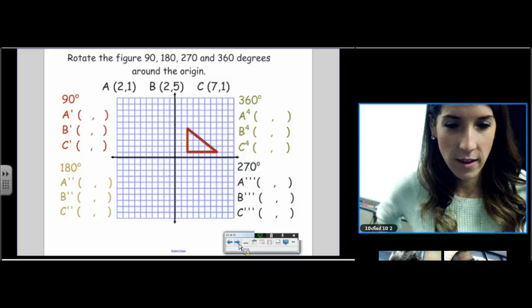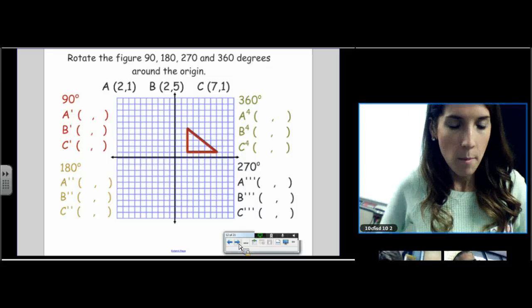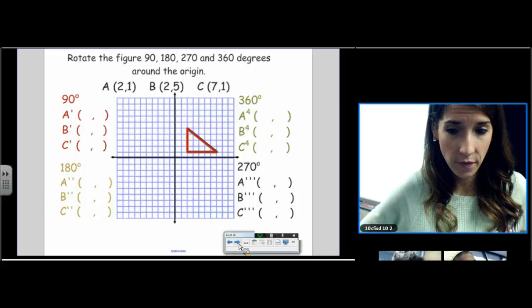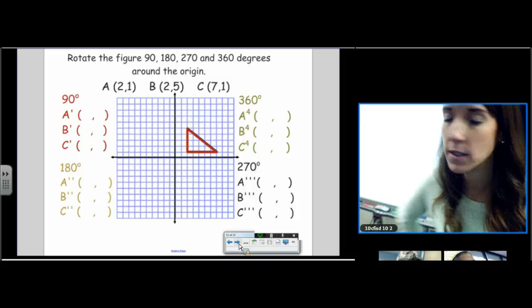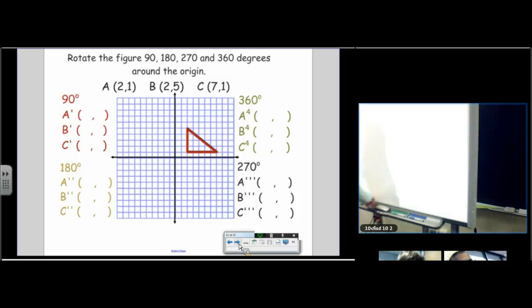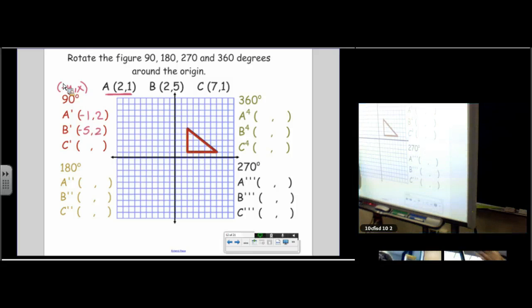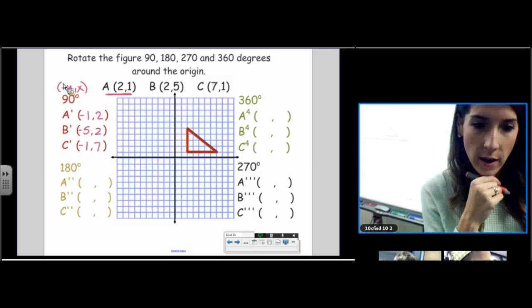We're going to skip drawing the triangle 3 times, but we are going to work with the coordinates, okay? So I'm going to do the 90 degree first. Remember, to rotate 90 degrees, you switch and make the first one negative. Or you can use the rule to help you out. So if this is A, then A prime would be switch places and make the first one negative. B prime would be switch places and make the first one negative. C prime would be switch places and make the first one negative. And then you would plot it and see what the triangle looks like from there.